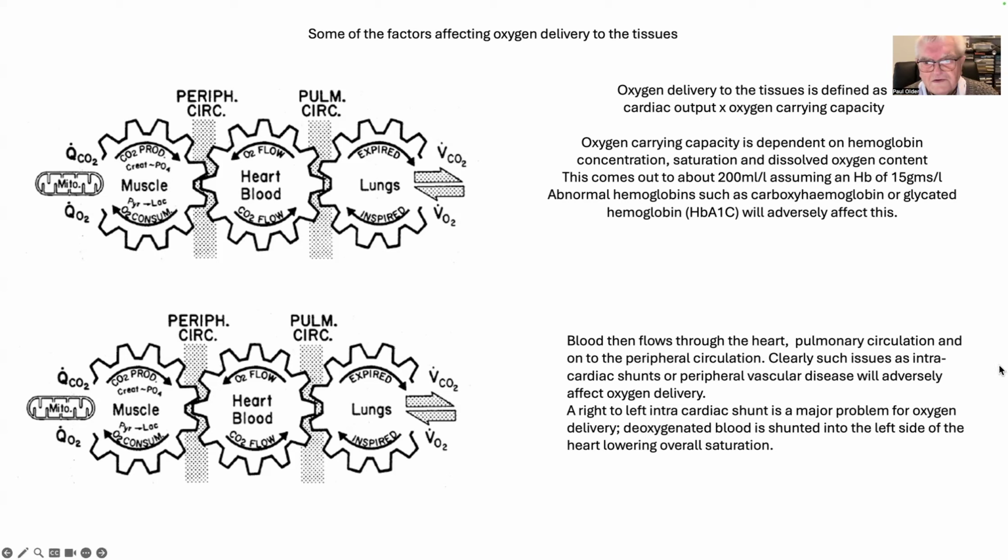Blood then flows through the heart, pulmonary circulation, out to the peripheral circulation. Clearly, such issues then as intracardiac shunts or peripheral vascular disease will adversely affect that delivery. A right to left intracardiac shunt is a major problem, for deoxygenated blood from the right side of the heart, coming back from the body, is shunted into the left side of the heart before it's reoxygenated, resulting in a lowering of overall saturation.